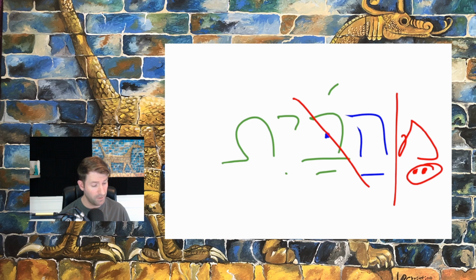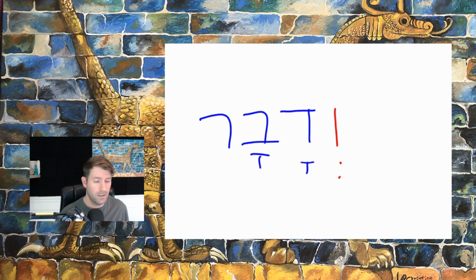Okay, the conjunction vav. Pretty standard. The word and can also be like but, or yeah, it's usually just and, but. So if we wanted to say and a word, udavar. So this is a vocal shva here because it's at the beginning of a word, vedavar.